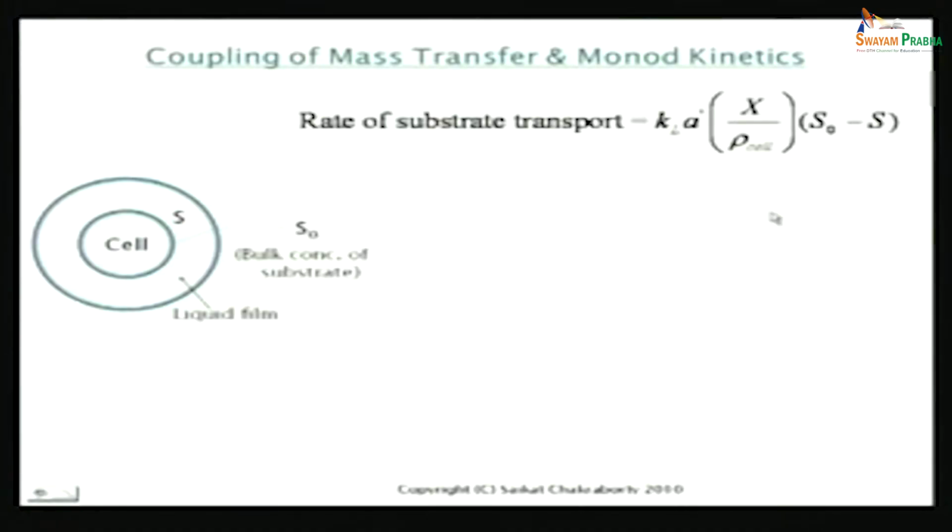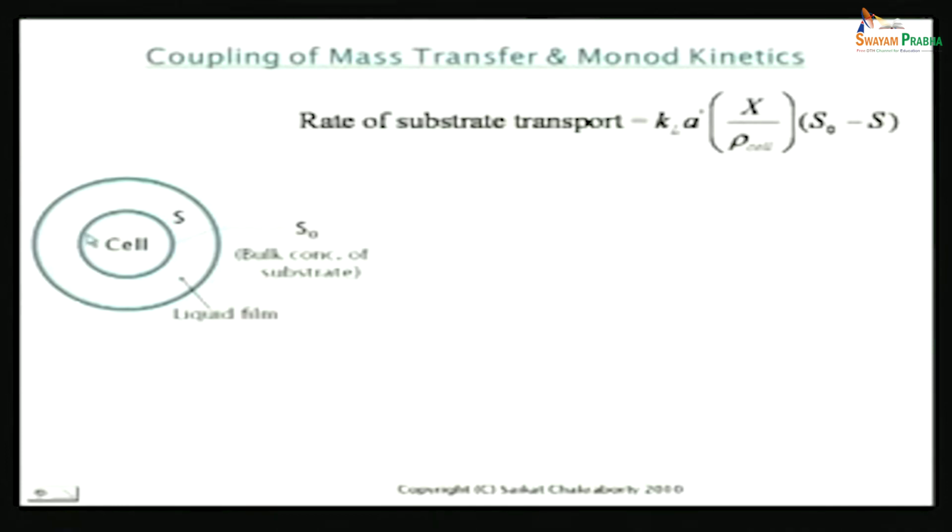Okay. So this is the rate of substrate transport, and then what is it that we are going to balance it with? What is going to happen? At the interface, for example, if there are no internal mass transfer gradients inside the cell, it's very likely that there are internal mass transfer gradients inside the cell, and we did this in another course at some point of time.